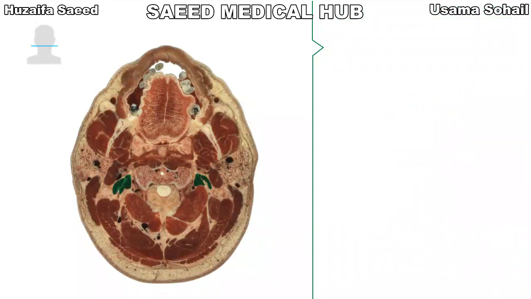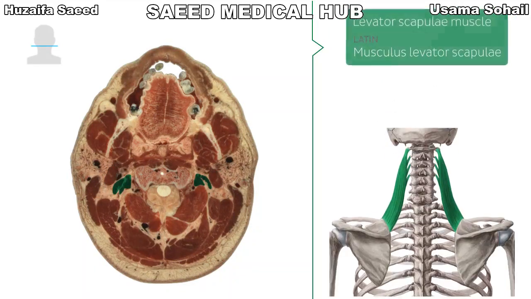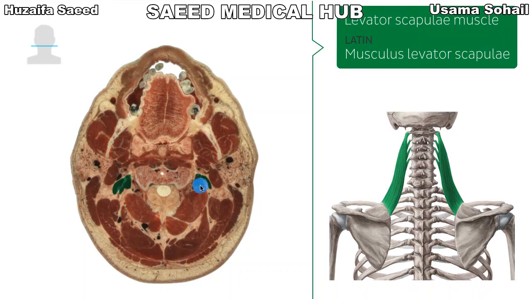Medial and slightly posterior to the digastric muscles are the levator scapulae muscles, which are located on either side of the second cervical vertebra. In this image, which is from a posterior view, we can see that this muscle originates from the transverse processes of the first four vertebrae, as well as attaching to the scapula. If we look back at the cross-section, we can see that the levator scapulae are also attached to the transverse processes of C2.